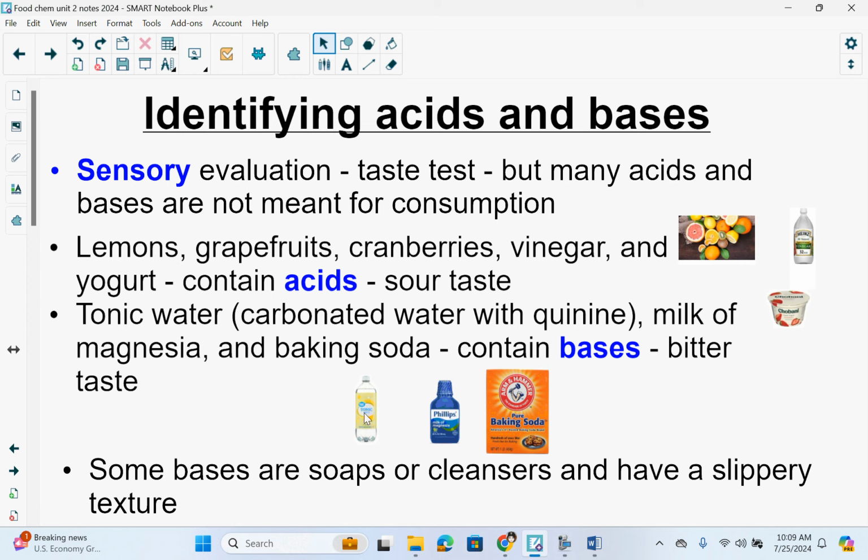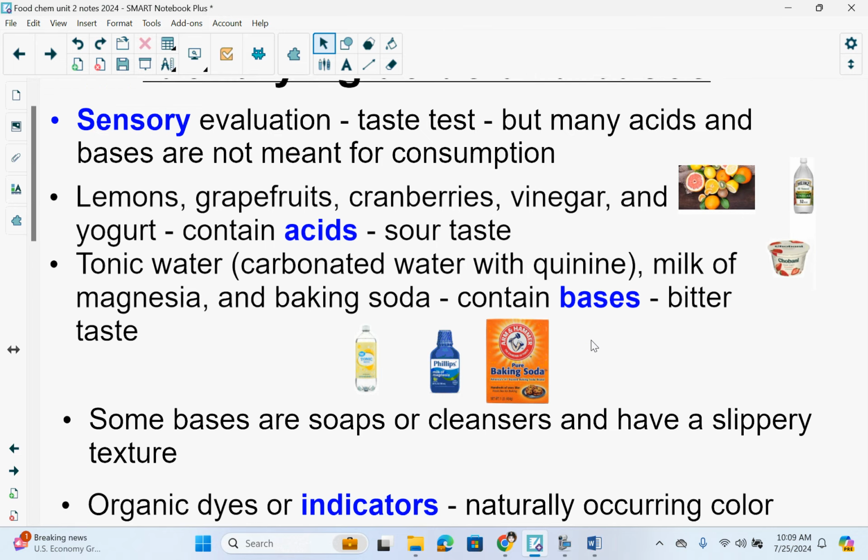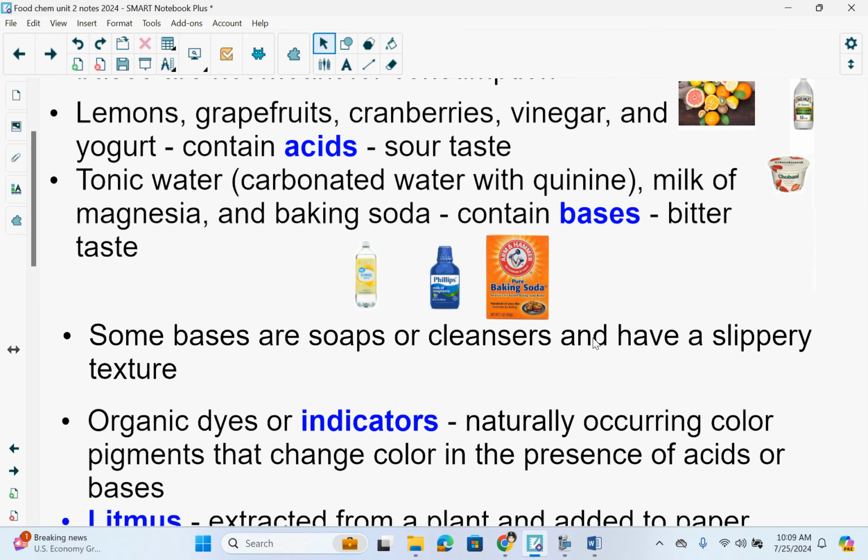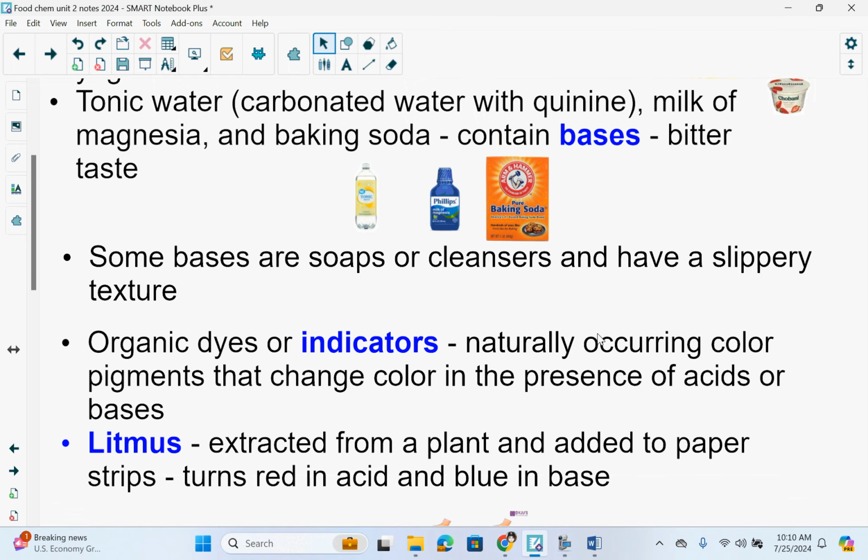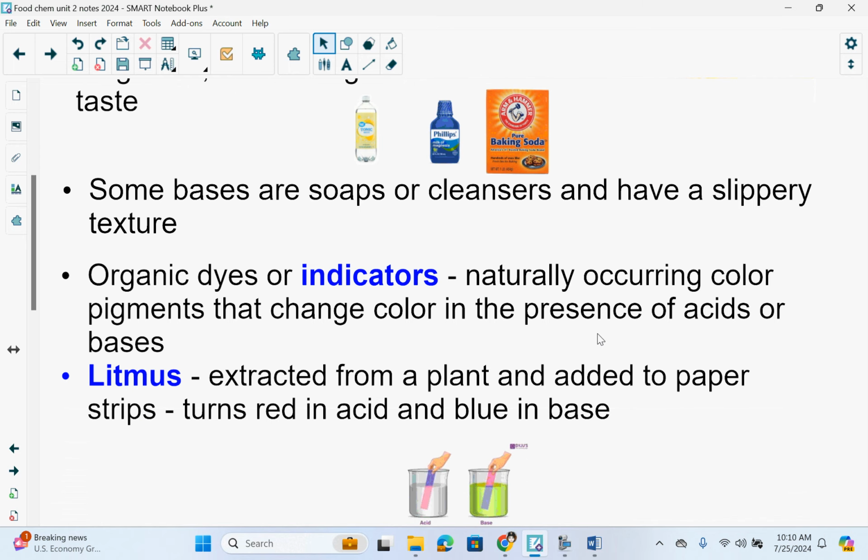So the tonic water you could drink, the milk of magnesia you can drink as is, but the baking soda you don't take just to eat it. That would be in another recipe. Some bases are soaps or cleansers and have a slippery texture. Organic dyes or indicators are naturally occurring pigments that change color in the presence of acids or bases.